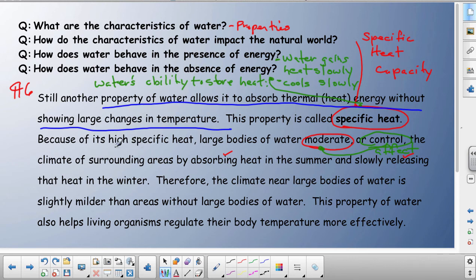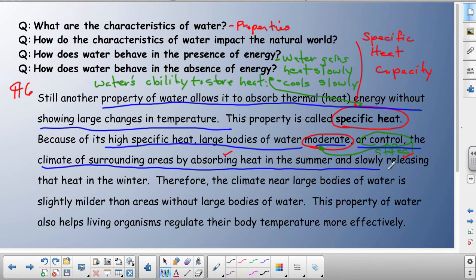Because of its high specific heat capacity, large bodies of water tend to moderate, to control, or to have an effect on the surrounding areas by absorbing heat in the summer, storing that heat, and then releasing it through the winter over a long period of time, several months. So the climate near large bodies of water is slightly milder than areas without large bodies of water.